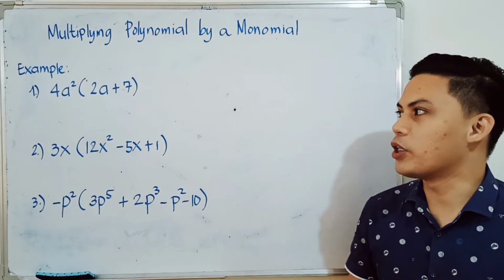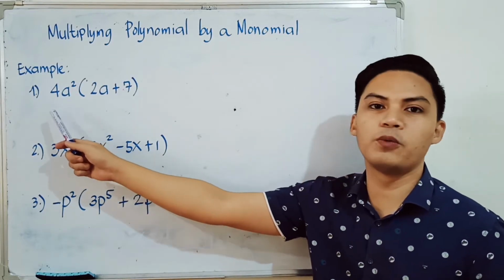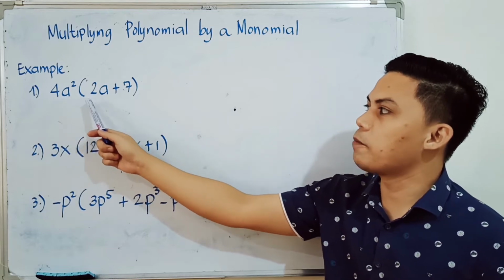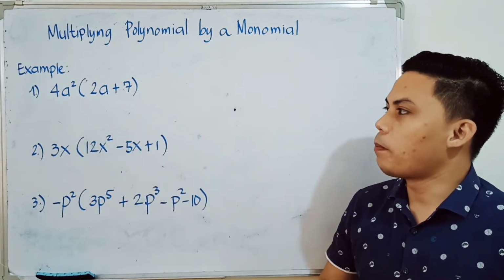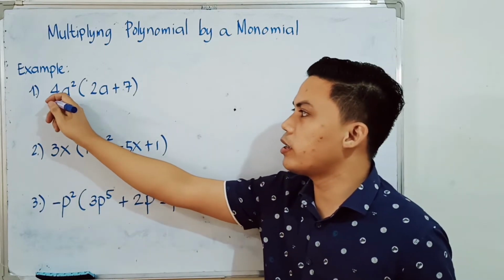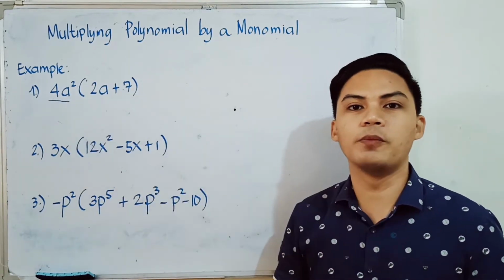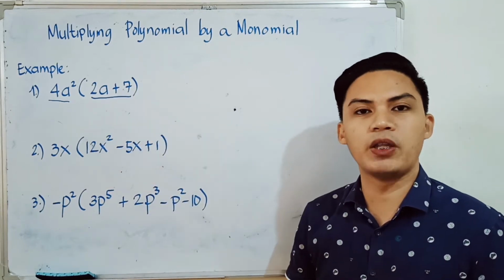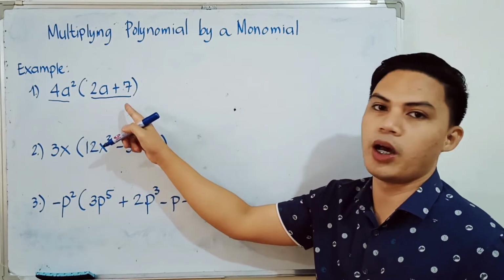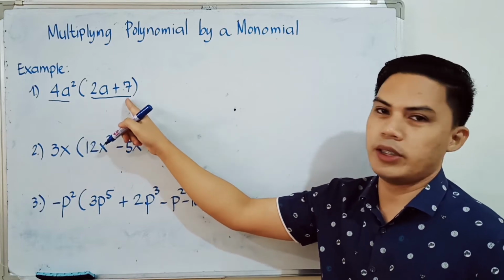Okay, so how are we going to do that? Suppose we have example number 1. 4a squared times the quantity of 2a plus 7. So, mapapansin natin yung nasa labas, this is a monomial. Okay, kasi isang term lang siya. Yung nasa loob naman, this is polynomial, specifically this is binomial. Kasi nga, meron siyang dalawang terms, 2a and 7.